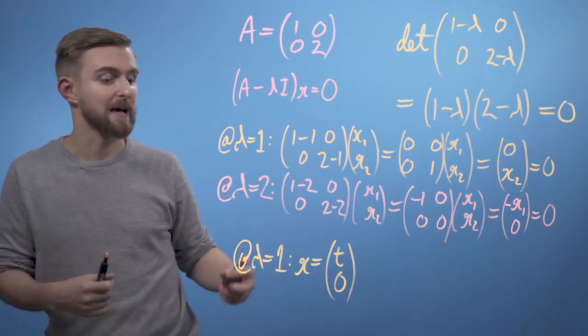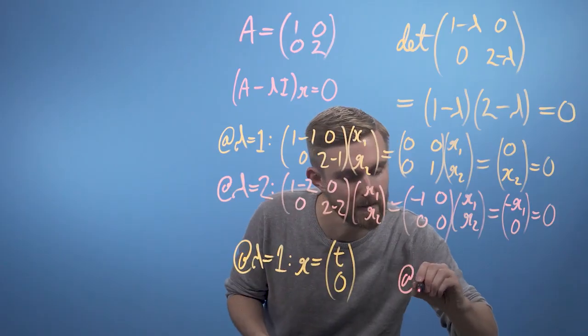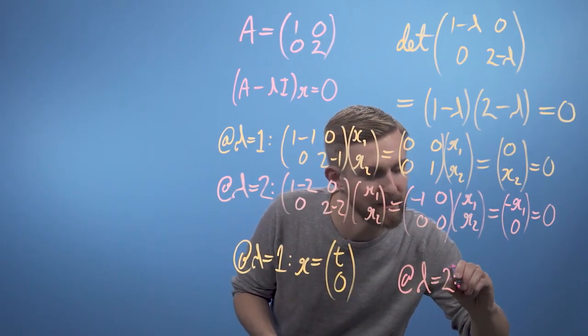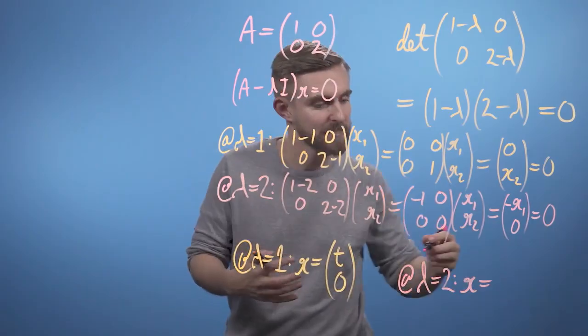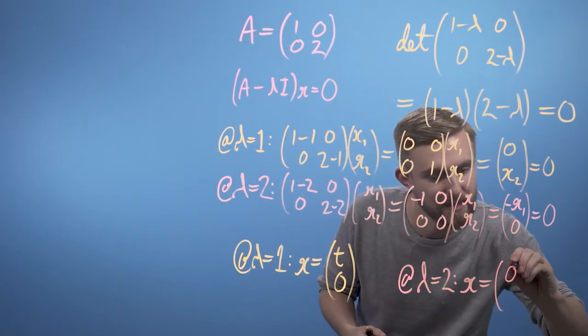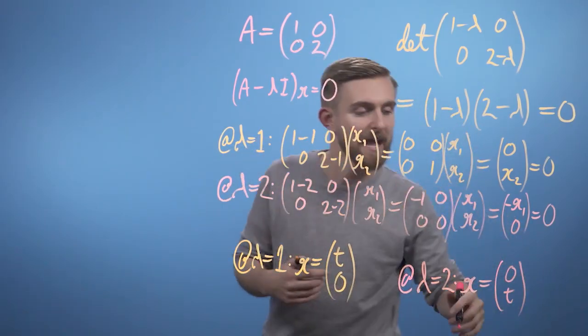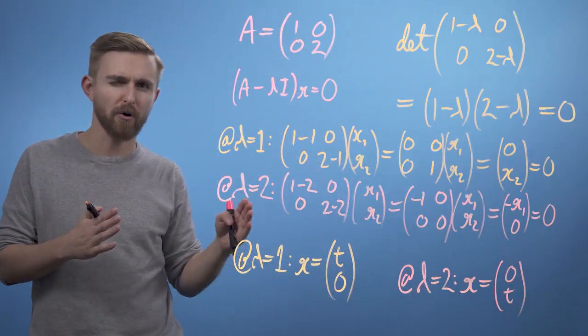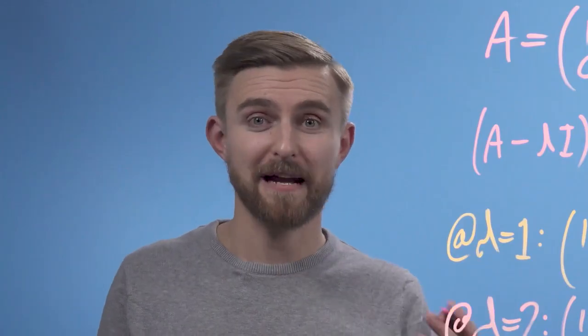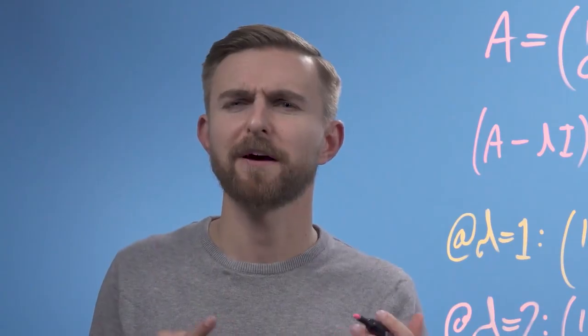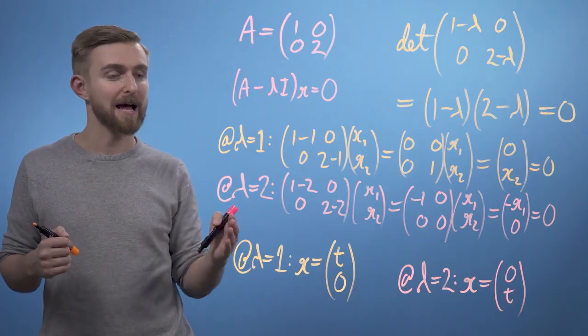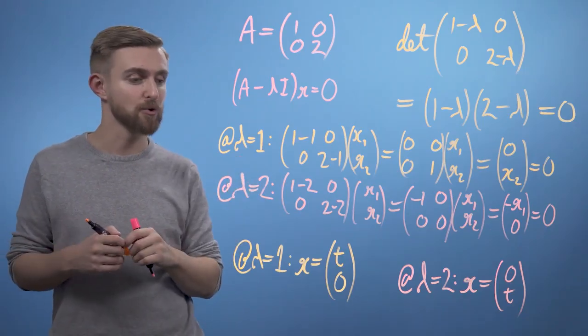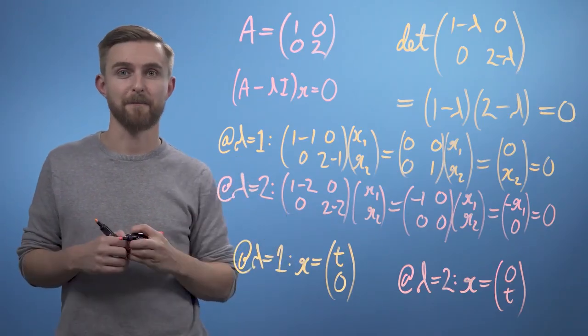Similarly, for the lambda equals 2 case, we can say that our eigenvector must equal (0, t), because as long as it doesn't move at all in the horizontal direction, any vector that's purely vertical would also be an eigenvector of this system, as they all lie along the same span. So now we have two eigenvalues and their two corresponding eigenvectors.